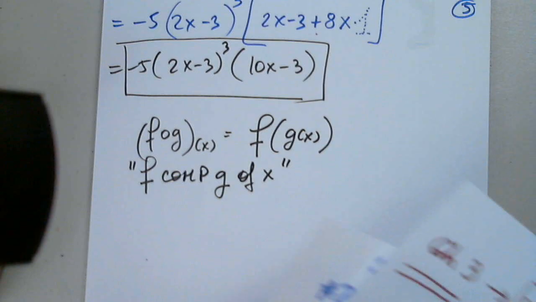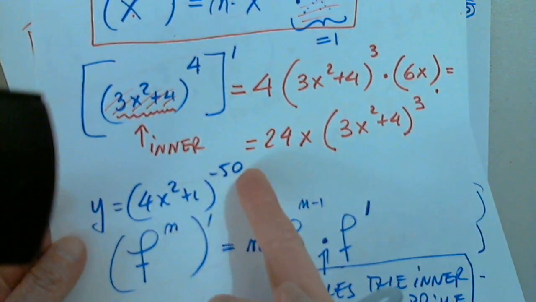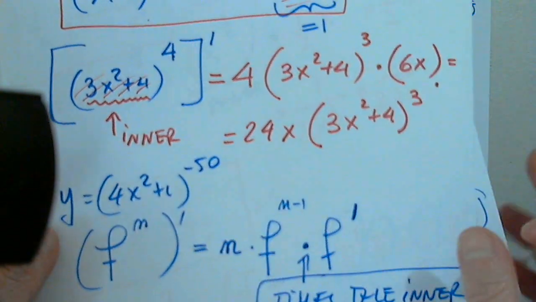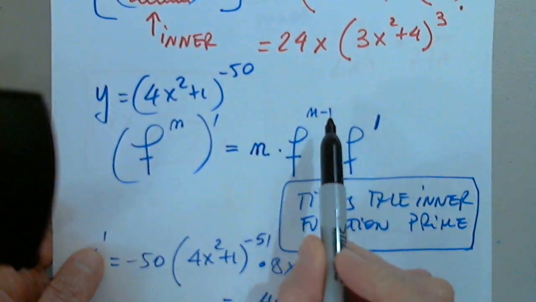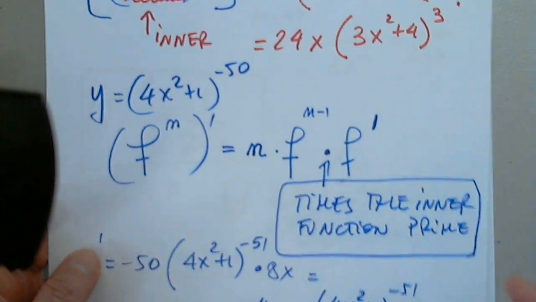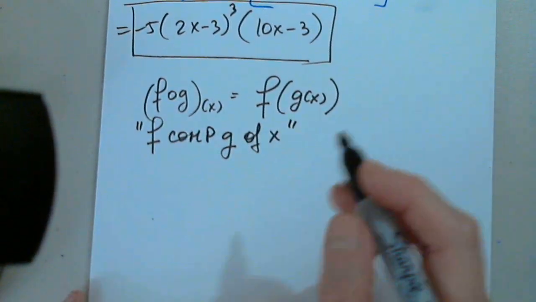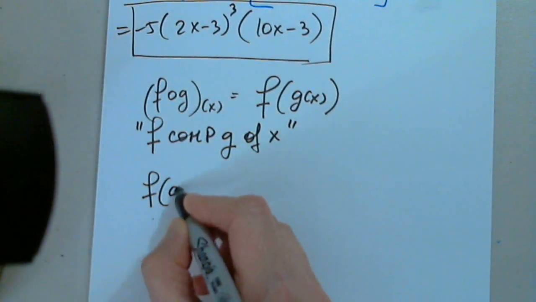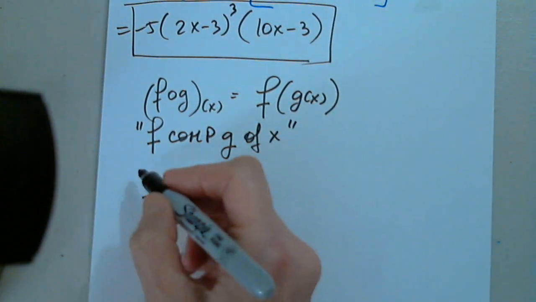So we discussed one type of situation in which we have a function to a power. How do we differentiate it? And please remember, n times f to n minus 1 times the inner function prime. Okay, now how do I differentiate something like this? So f of g of x, f of g of x prime.